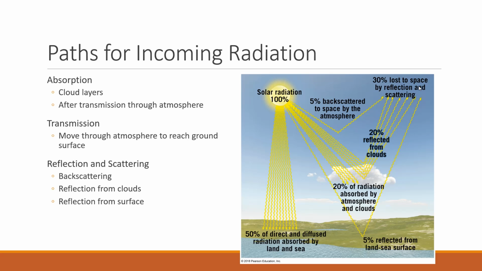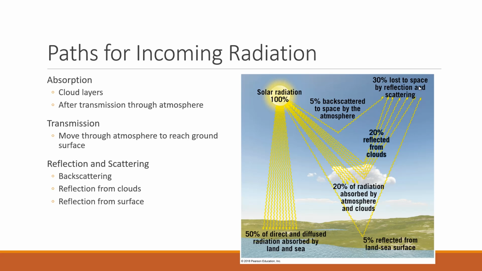What can happen to this incoming radiation? So we can have things absorbed. So we can absorb in the cloud layers. So basically we make the molecules start to vibrate within the clouds. We can also have absorption after we transmit through the atmosphere, so it absorbs on the ground. We can have transmission through the atmosphere that actually reaches the ground surface.